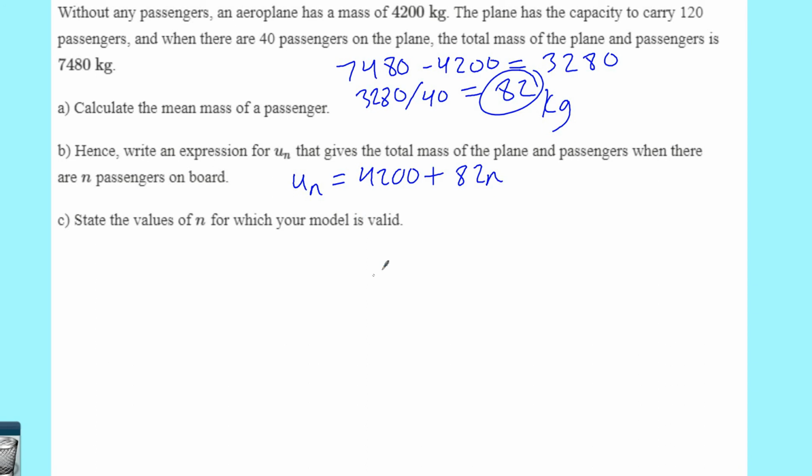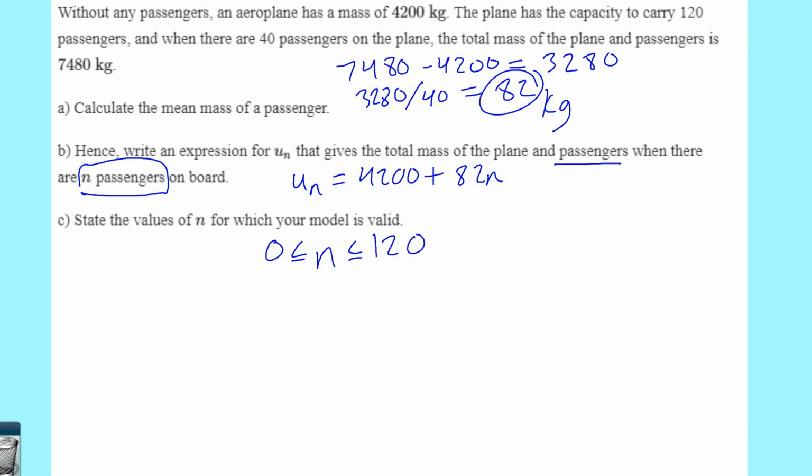Okay. Well, n represents how many terms are in the sequence, right? Which is how many passengers. N passengers. Well, the plane can only carry 120. So, n has to be somewhere between 0 and 120. Can we have 0 passengers? Sure, why not? Can we have 120 passengers? Sure can. But that's it. The lowest we can go is 0. The highest we can go is 120.